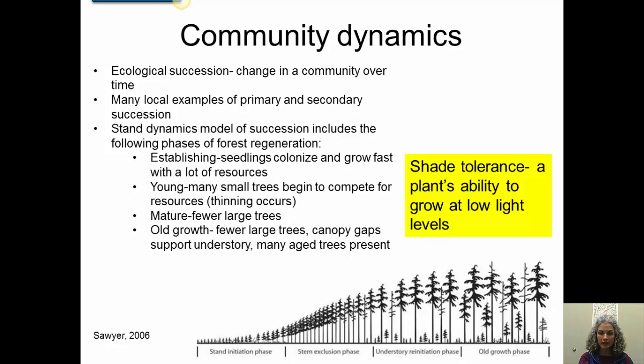Finally, in the absence of any large-scale disturbance that was going to set this community back, we might attain what's called the old growth phase. This is where we have fewer yet large trees, big canopy gaps that are supporting a mature understory. You can see here that we've got multiple layers within the understory and trees of varied ages present.